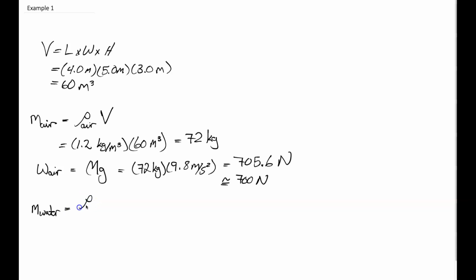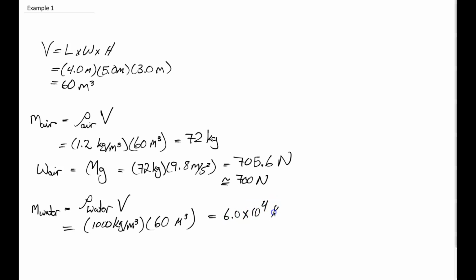Similarly, the mass of water would equal the density of water times the volume, and the density of water is 8,000 kilograms per meters cubed times our 60 meters cubed of water, which gives us 6.0 times 10 to the 4th kilograms.